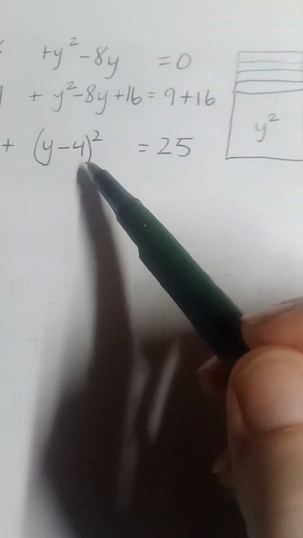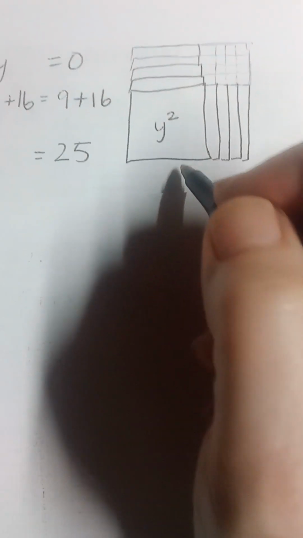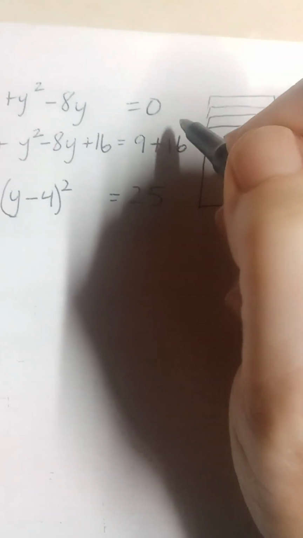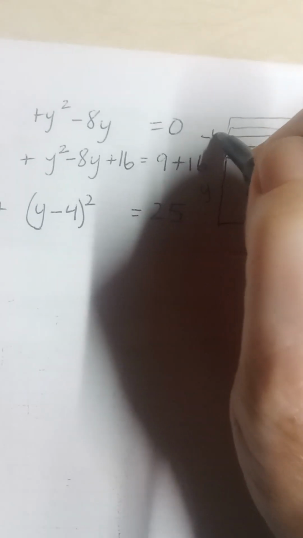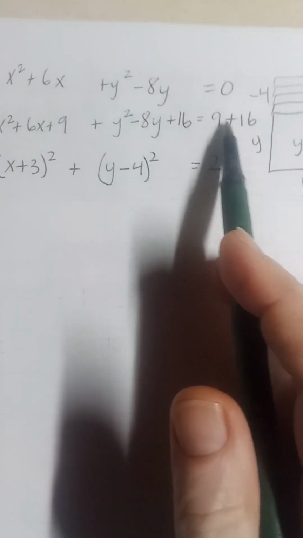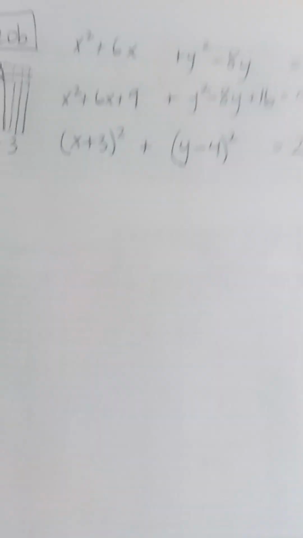This one ends up being y minus 4 squared, and if you want to look at the picture, it's y minus 4. These are negative tiles, by the way, and this is y minus 4. So that ends up being y minus 4 all squared. And then when I add my 9 and my 16, it gets to be 25. And then I just have to graph it.